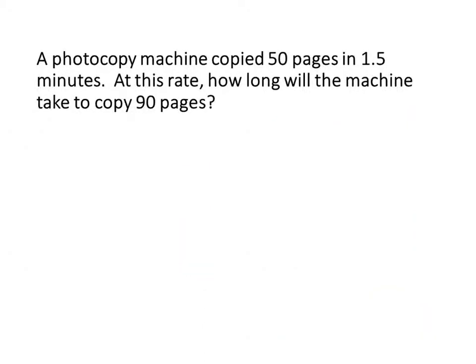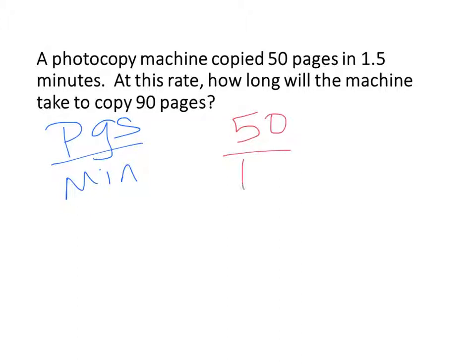All right, the next example says a photocopy machine copied 50 pages in 1.5 minutes. At this rate, how long will a machine take to copy 90 pages? Well, we're doing pages per minute. Remember, we always start with our words to write our ratio. And it's pages per minute. The ratio we're given is 50 pages in 1.5 minutes. We want to know how many minutes it's going to take for 90 pages.